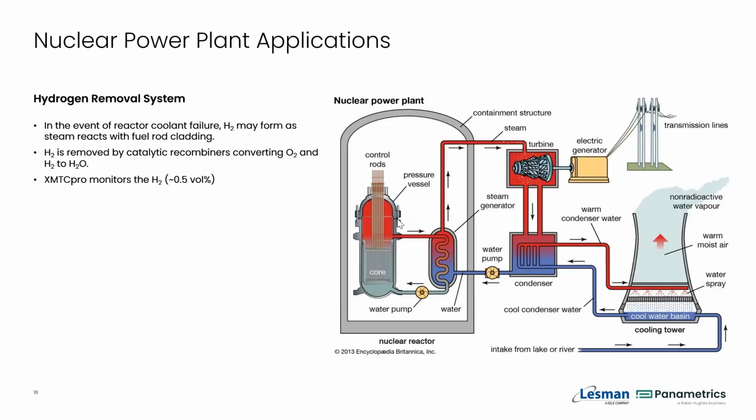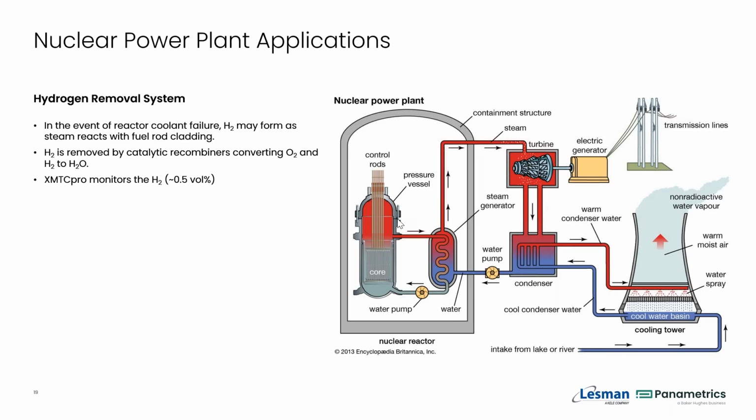One other application in the power industry is actually a nuclear power application. In the event of a reactor coolant failure, hydrogen may form as steam reacts with a fuel rod cladding. The hydrogen is removed by catalytic recombiners, converting oxygen and hydrogen to water vapor. You don't want that buildup of hydrogen there.